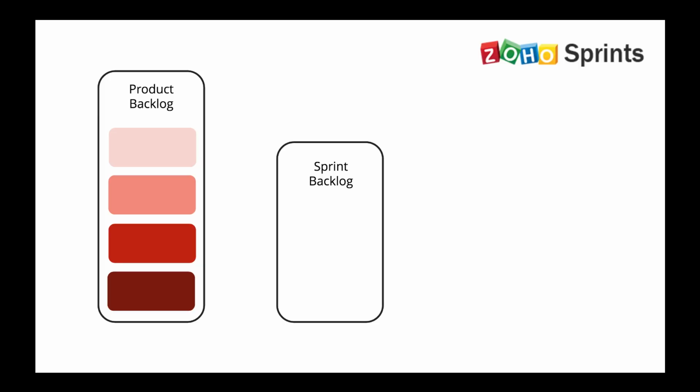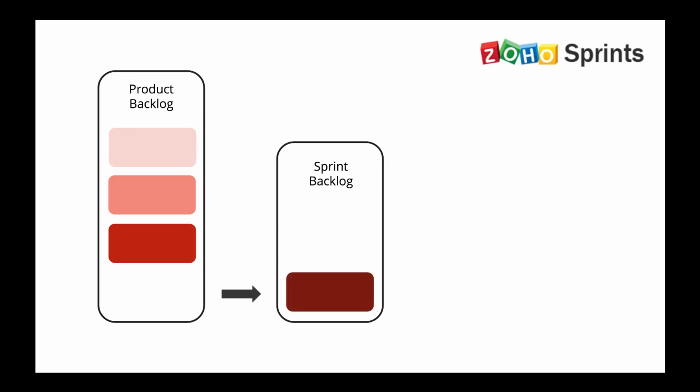First, we have the product backlog. The product backlog is a list of all the work items that need to be completed. It's usually prioritized from high to low. From the work items in the product backlog, we plan our sprint backlog. A sprint is a time period of anywhere between 1 to 4 weeks. The duration usually depends on the team.